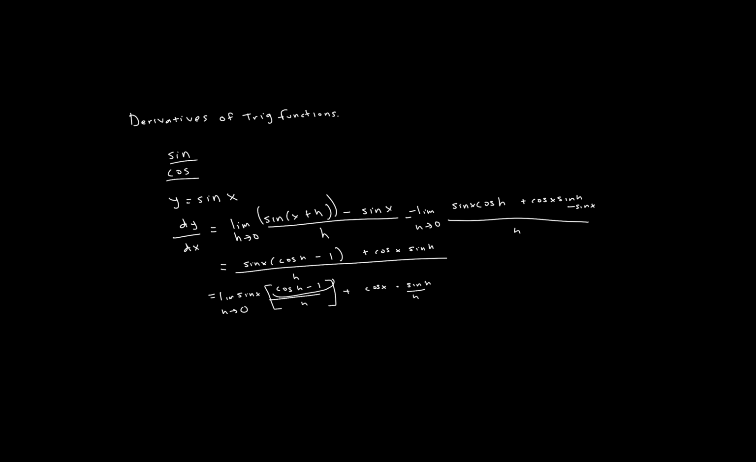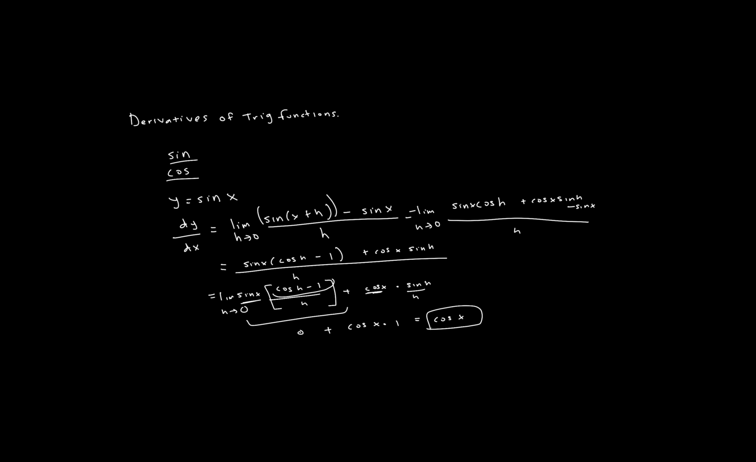We know from before that as h tends to 0, (cosine h minus 1) over h tends to 0, so that whole first term is 0. And sine h over h tends to 1. So this simplifies to 0 plus cosine x times 1, and our answer is just cosine x. That means the derivative of sine x is just cosine x, a pretty simple result.